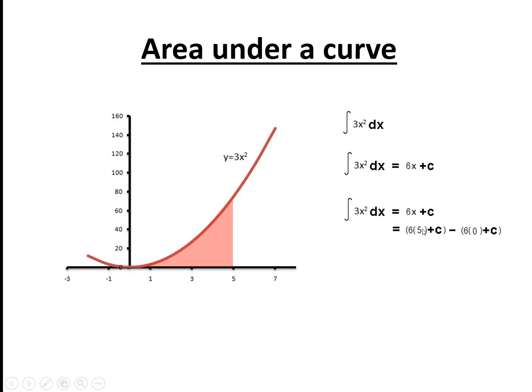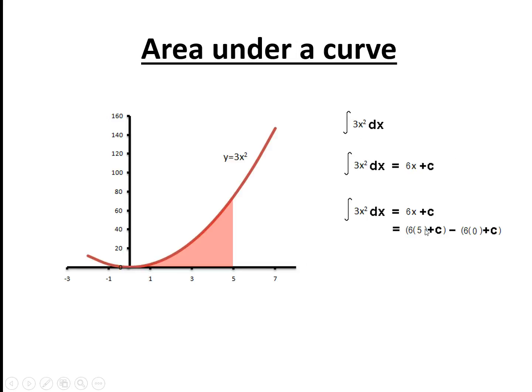A more correct notation of this, I'm not sure why I didn't write it in, is you would have a 5 up here and a 0 down here. So you'd have a 5 at the top, the larger number that you're integrating up to, and the lower number would be at the bottom, the 0, and they're called the boundaries of the integral.